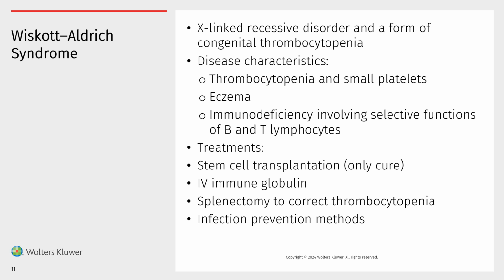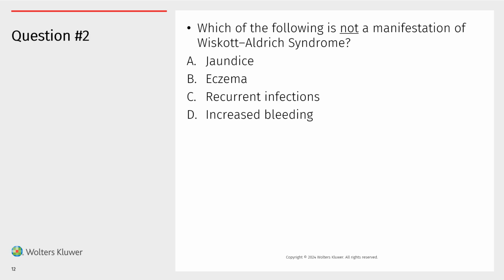One of these syndromes is called Wiskott-Aldrich syndrome. It's an X-linked recessive disorder and a form of congenital thrombocytopenia. Disease characteristics include thrombocytopenia, small platelets, eczema, and immunodeficiency. What do we do? Stem cell transplantation, IV immunoglobulin, maybe splenectomy, and prevent secondary infection.